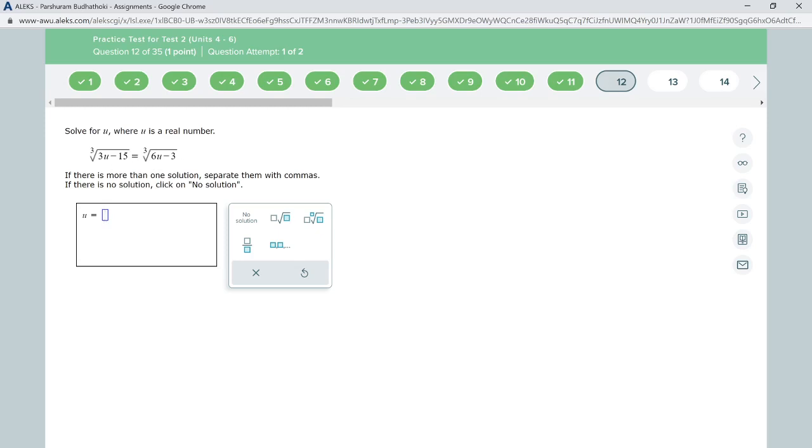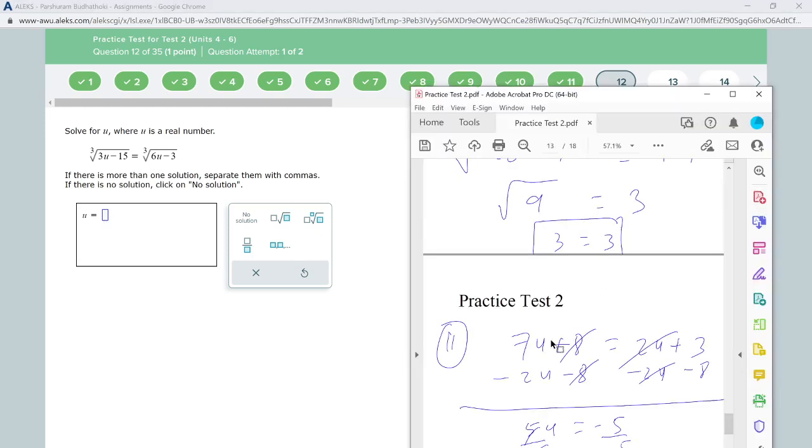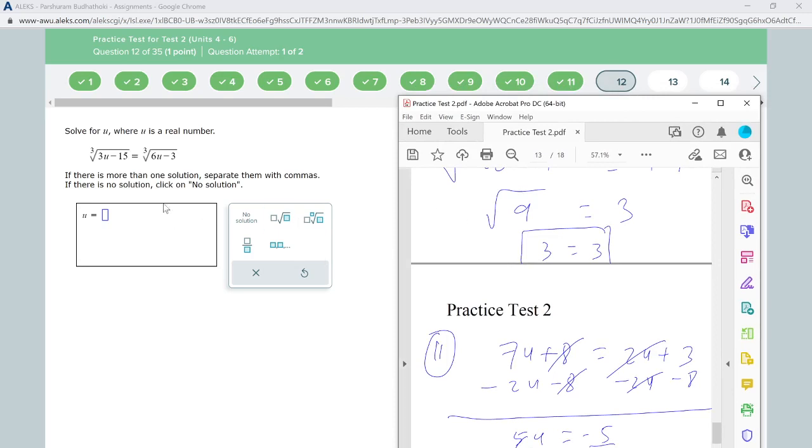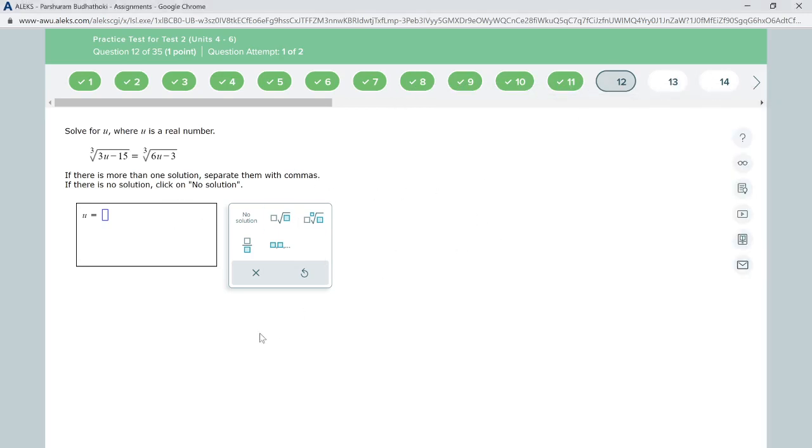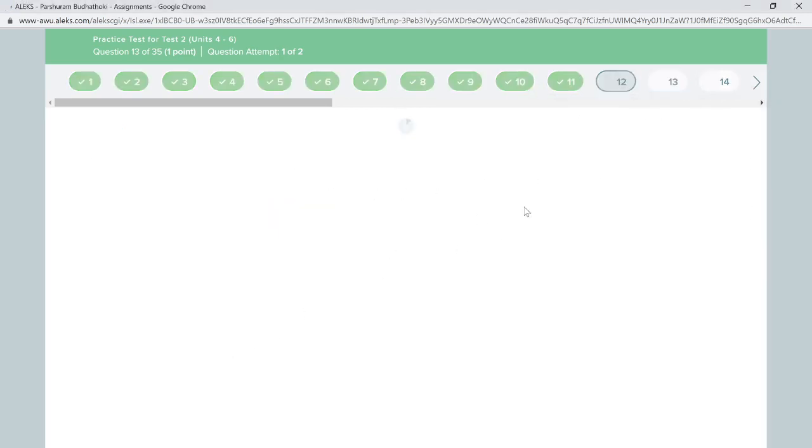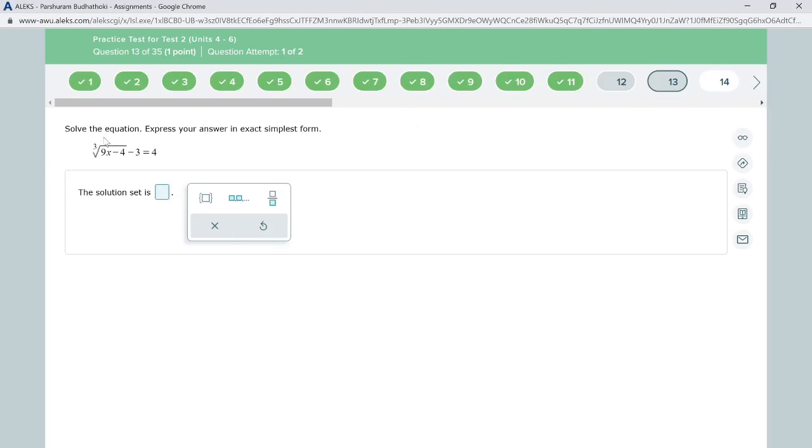Okay, so here this is a very similar problem like this, but instead of taking a square, you have to take the cube of both sides. But eventually this is the same type of problem, so I'm going to skip it. So I will go to the next problem, problem 13. This is again very similar.